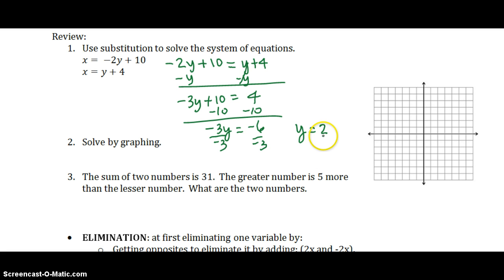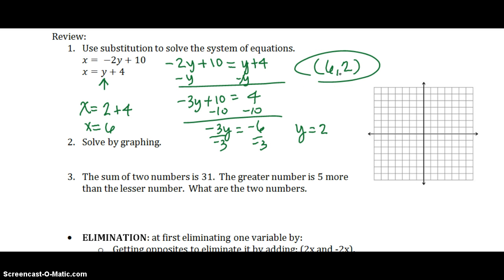So if y is 2, I can come back over and plug it in for either equation. The second one looks like the easiest one to solve. So what is x? X is 2 plus 4 because y is 2, and that gives me x is 6. So the point where those two lines will meet is at the point 6, 2, and that would be my solution. All right. Then it asked me to also solve by graphing.